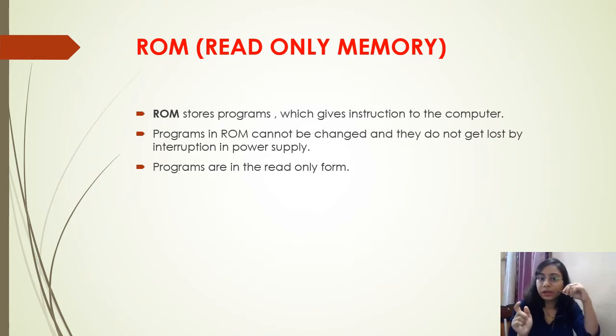ROM stores programs which give instructions to the computer. For example, we switch on and switch off the computer. Do we write any programs to switch on or switch off? No. We directly press the buttons present on a CPU or our laptop. The start button is there. Some programmers or engineers have already made the program and put it in the CPU or in our system. So directly we can switch on.